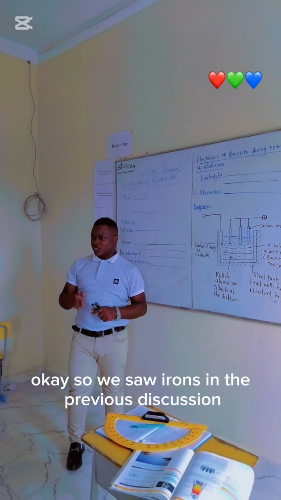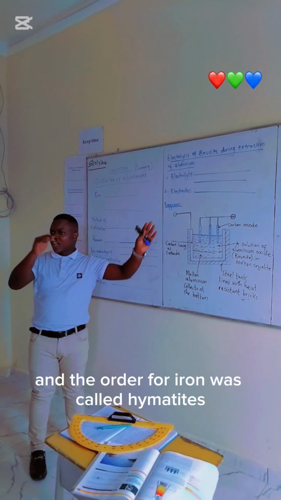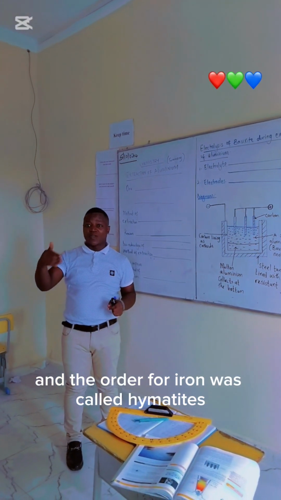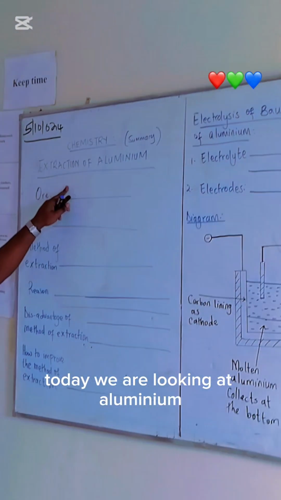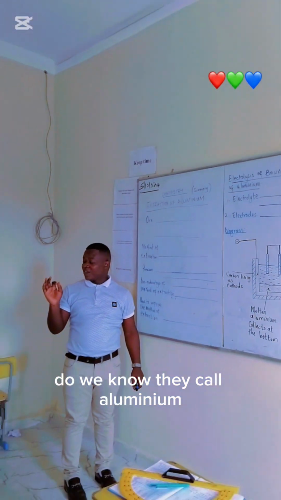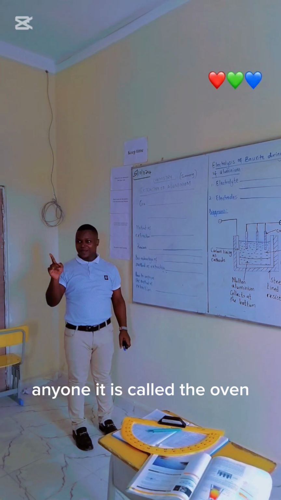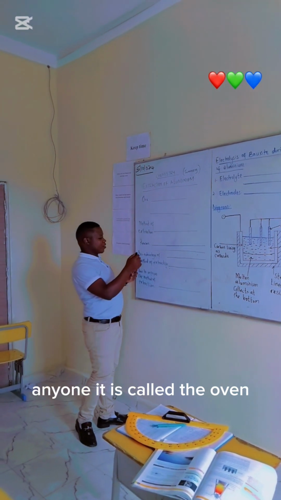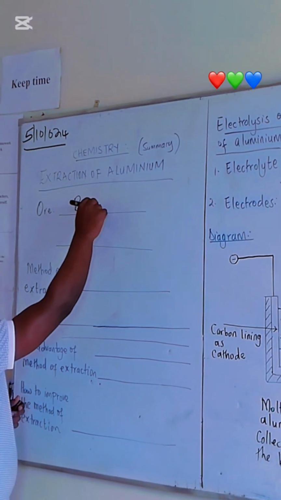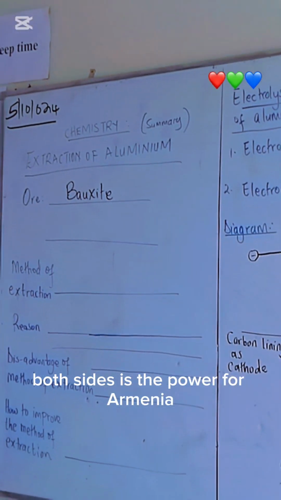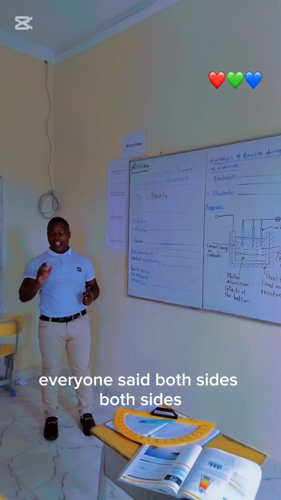So, we saw iron in the previous discussion, and the ore for iron was called hematite. Today, we are looking at aluminium. Do we know the ore for aluminium? Bauxite. Bauxite is the ore for aluminium. Everyone say bauxite.